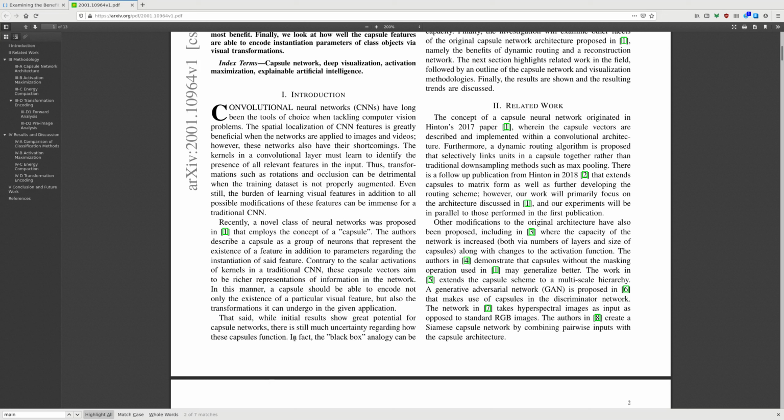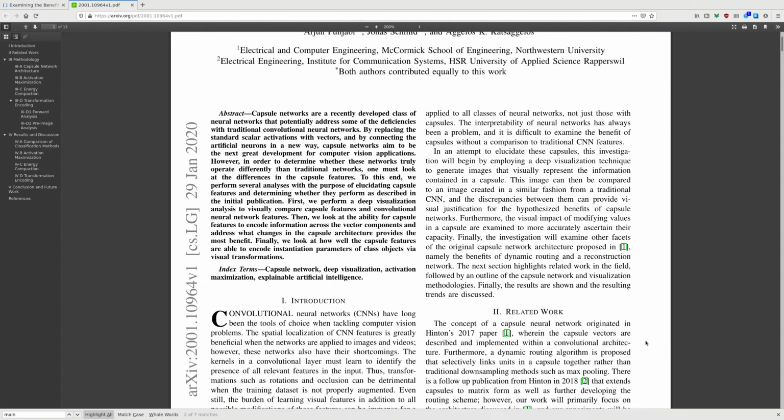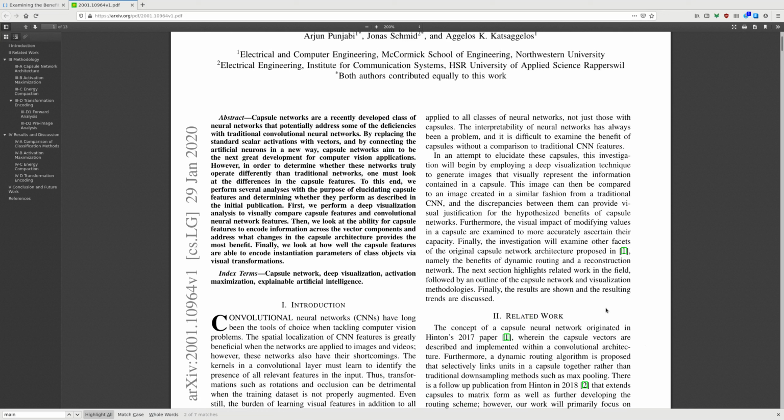That said, while initial results showed great potential for capsule networks, there is still uncertainty regarding how these capsules function. In fact, the black box analogy can be applied to all classical classes of neural networks, not just those with capsules. The interpretability of neural networks has always been a problem. It is difficult to examine the benefit of the capsules without comparison to traditional CNN features.